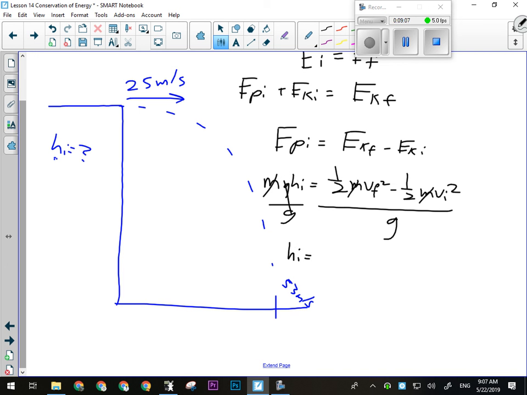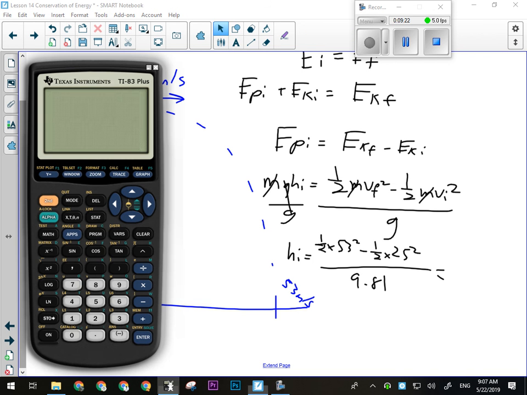So my initial height will be 1/2 times 53 squared minus 1/2 times 25 squared divided by 9.81. Right, that should get me my initial height of the cliff. So 0.5 times 53 squared minus 0.5 times 25 squared, okay, divided by 9.81. All right, so we're looking at a cliff that's 111 meters high.